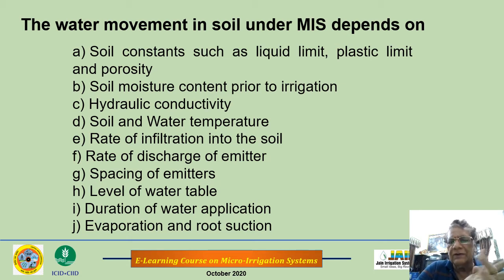Soil moisture content prior to irrigation. If the soil is dry before irrigation, then movement of water will be fast because of high matric potential. And if the soil is wet before irrigation, then movement of water will get affected accordingly.